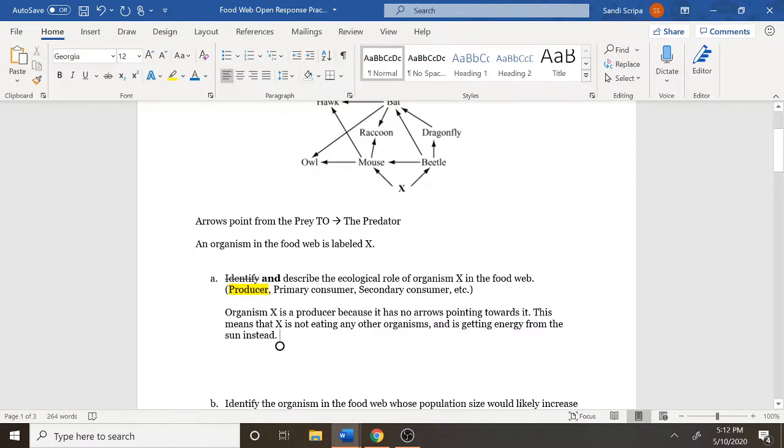All right, and we're going to get more into that later this week. Later this week, we're going to start talking about photosynthesis and how exactly it is that we can have this type of organism that's not eating anything but still able to survive. So that's going to be our goal later this week. And into next week is going to be explaining how those producers work.